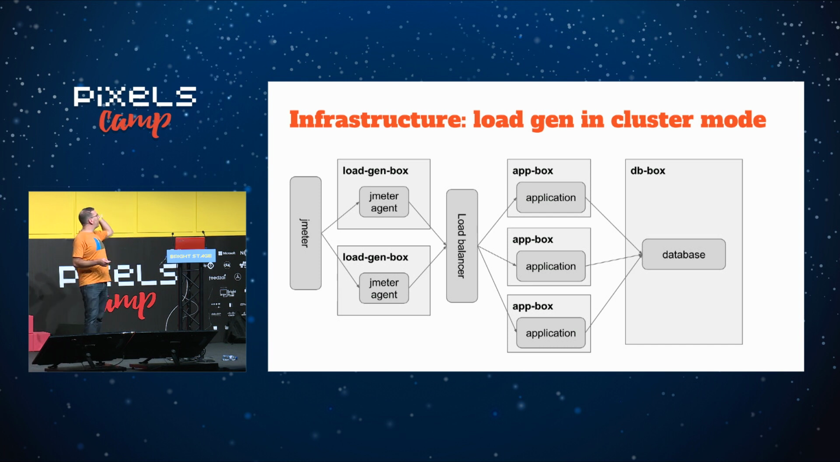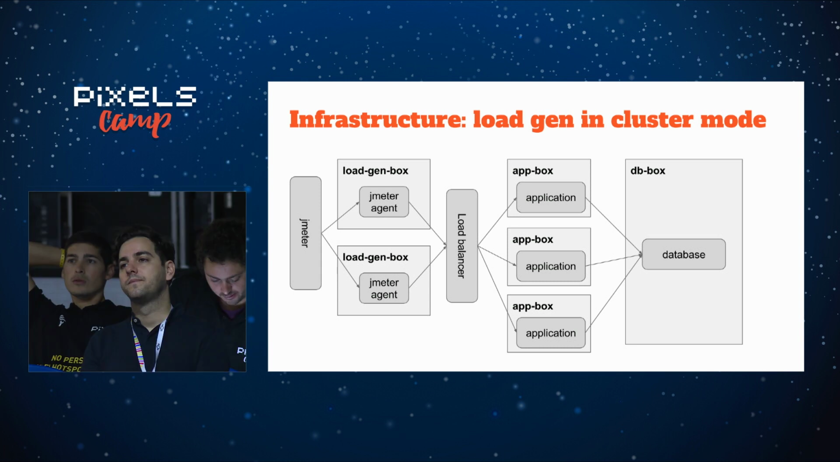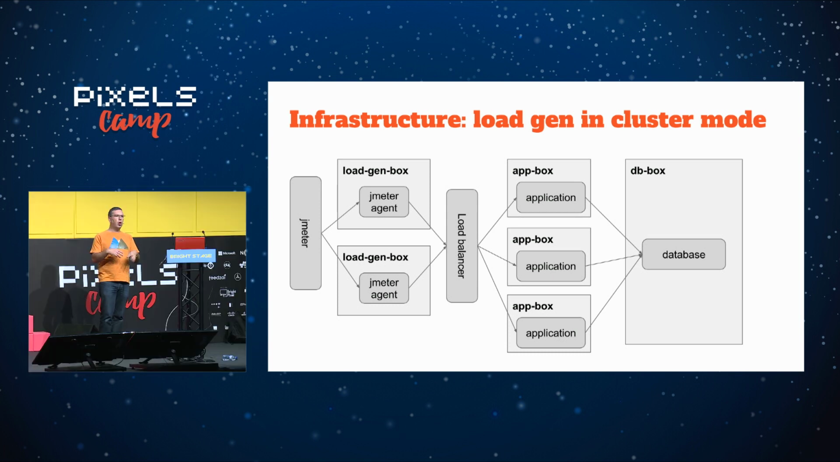And JMeter actually supports this scenario, where you can have several agents generating the load and a third node to orchestrate the entire load generation process. So this is supported by JMeter. It's also supported by Visual Studio Enterprise or Ultimate. It also has this kind of setup where you can generate load in a cluster.